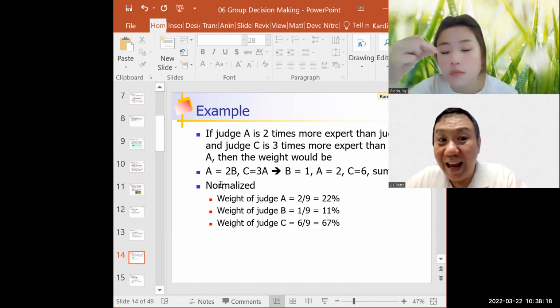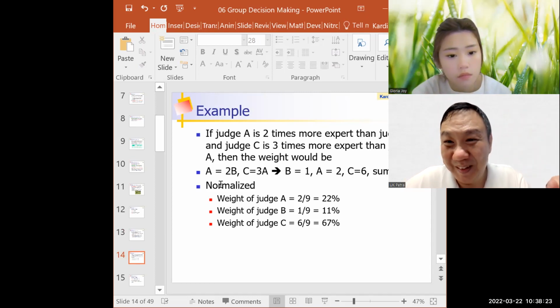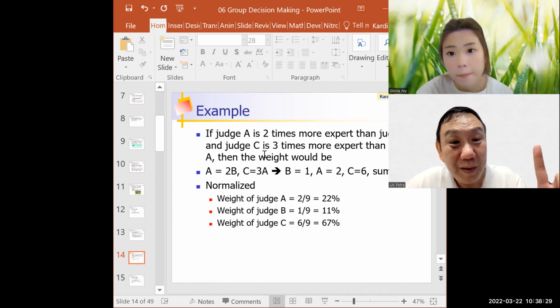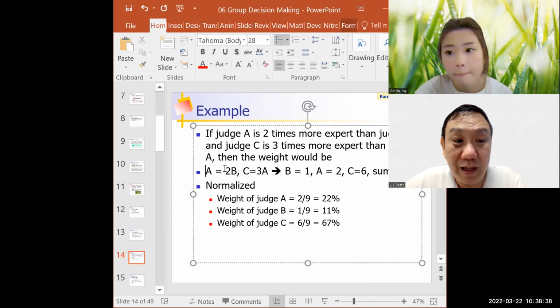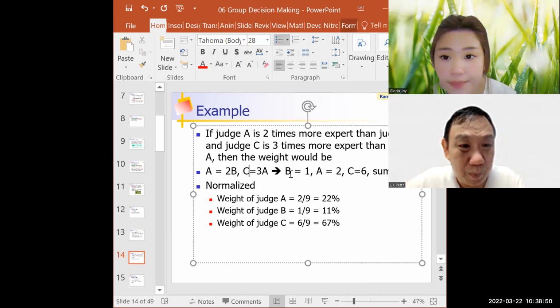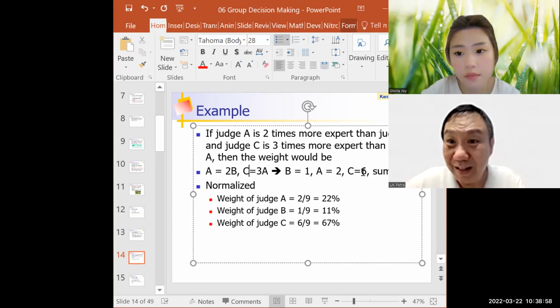We say, look, Judge A is 2 times more expert than Judge B. How we define 2 times is not important, but this is an agreement. Judge C is 3 times more expert than Judge A. So A is 2 of B, and Judge C equals 3A. If you put B equal to 1, then A equals 2. If A equals 2, then C equals 6, correct?